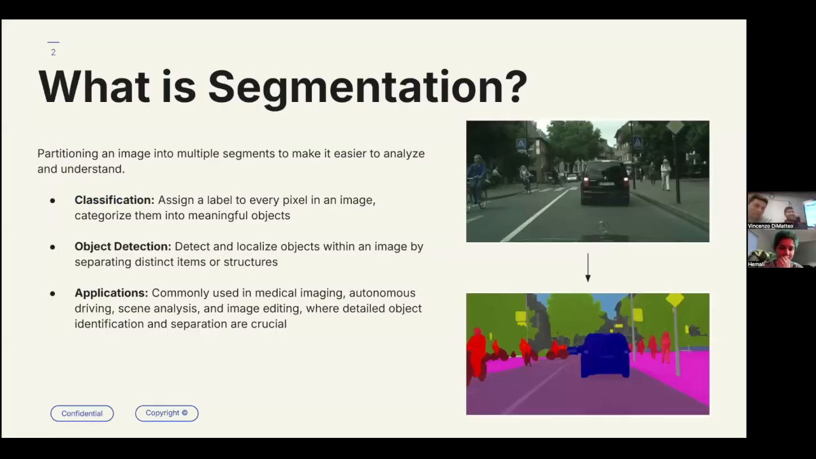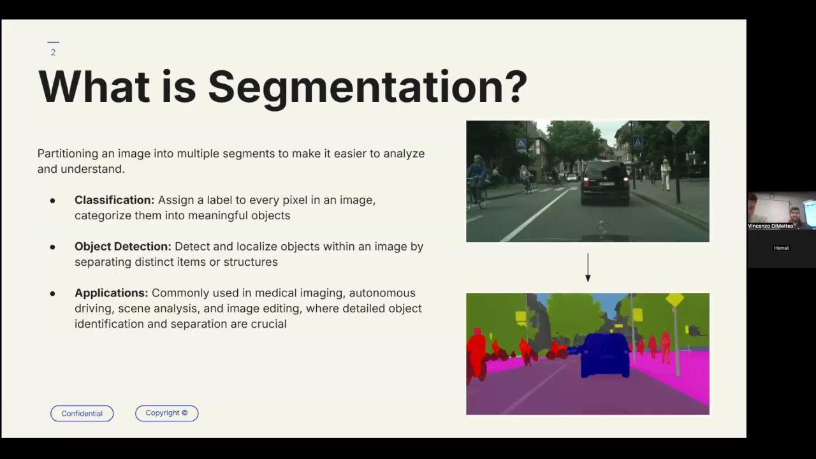So firstly, what is segmentation? Essentially, the whole goal of segmentation is to take any image that you're given and partition it into multiple different segments to make it easier to understand. And the way it's done is first you take the image, you assign a label to every single pixel in the image, and any group of pixels that are assigned to the same label becomes a mask.